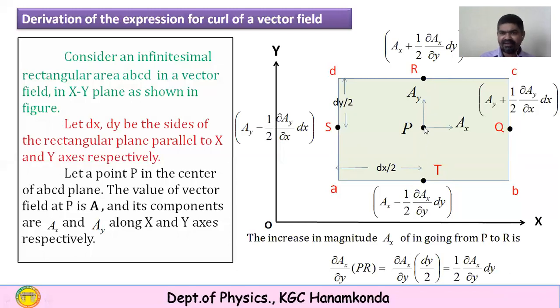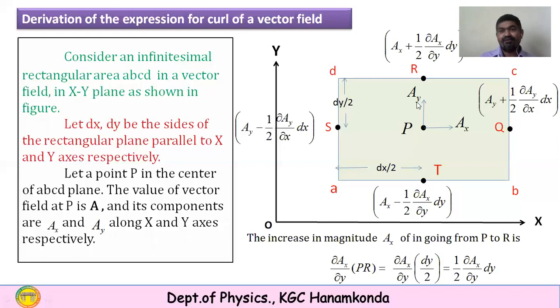But I wanted to find what is the decrement from P to T. That is the rate of change of Ax with respect to the y-axis multiplied with this length. This length is dy by 2, because P is the midpoint of this plane lamina. Therefore, this is the decrement.